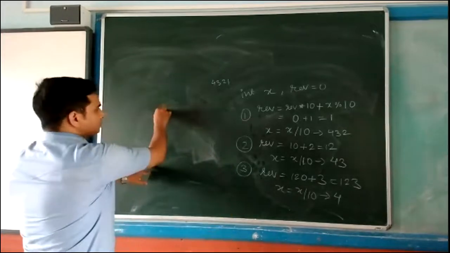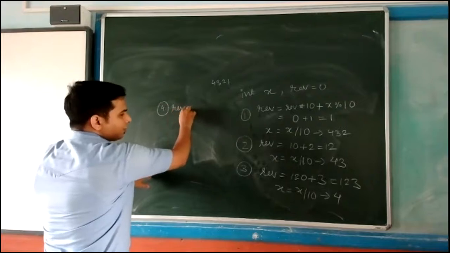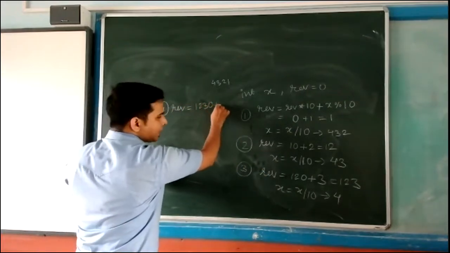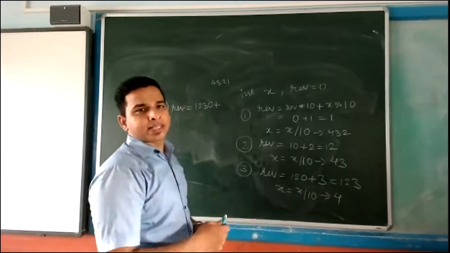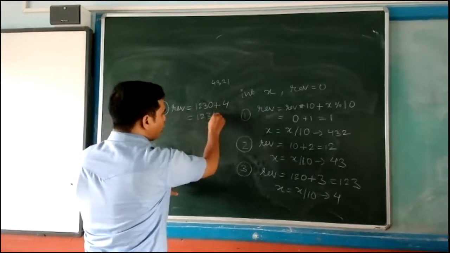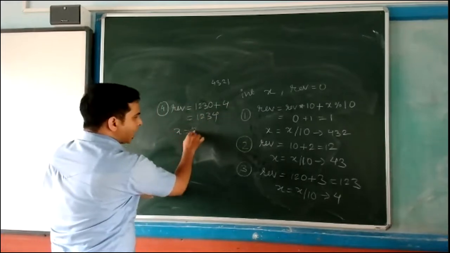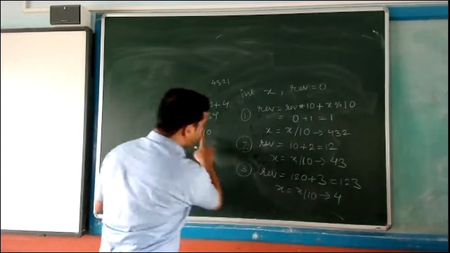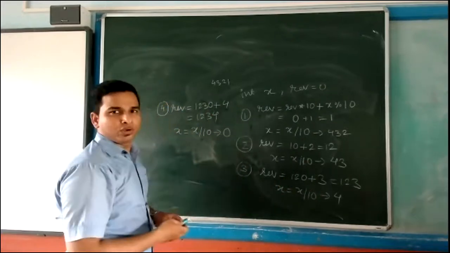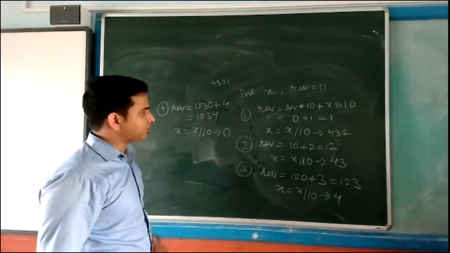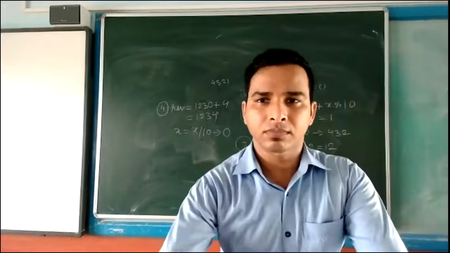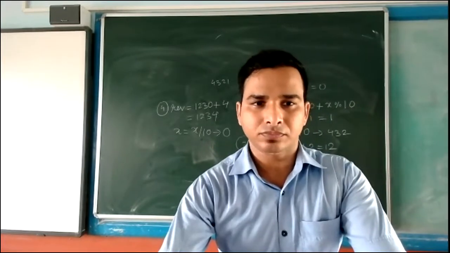Okay, now step 4. Again reverse, 123 into 10, that is 1230, plus 4 modulus 10. The remainder is 4, so the final value is 1234. And x equal to x divided by 10, means 4 divided by 10, that is 0.4, so the final value of x is 0. That's all. Zero has come, our work is finished. Is it clear? Now it is clear. Any doubt?